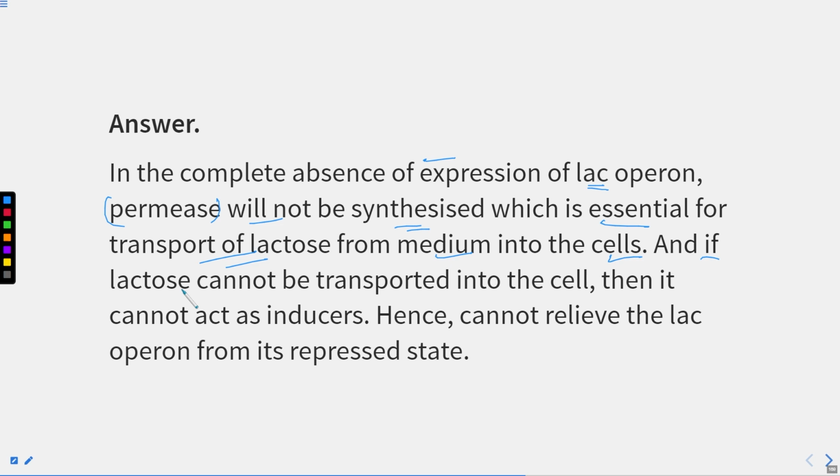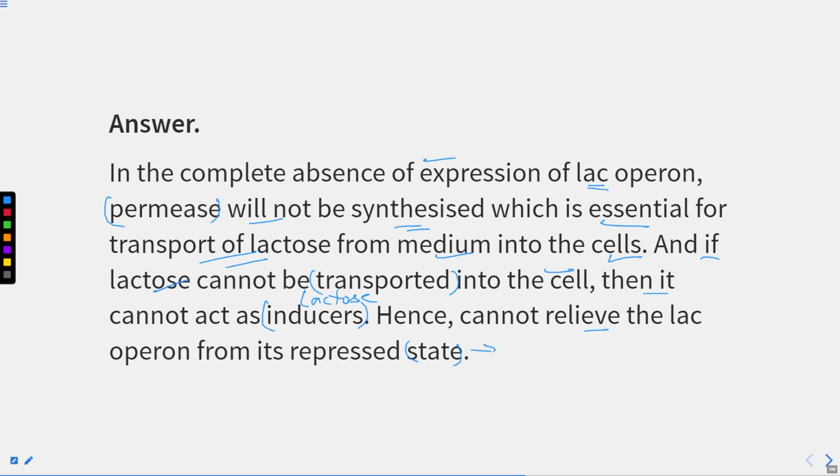And if lactose cannot be transported into the cells, then what will happen? Then it cannot act as an inducer. Lactose is an inducer. Hence, it cannot relieve the lac operon from its repressed state.